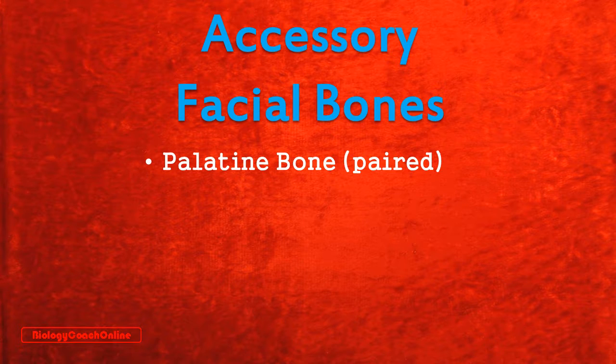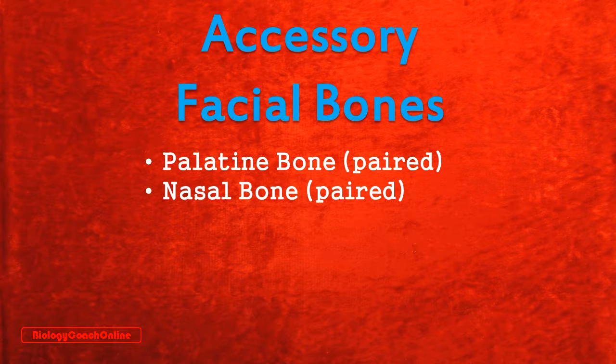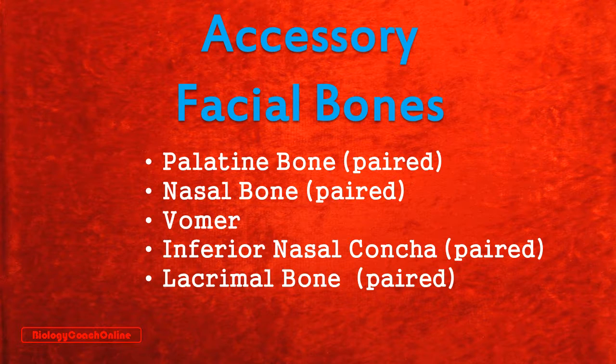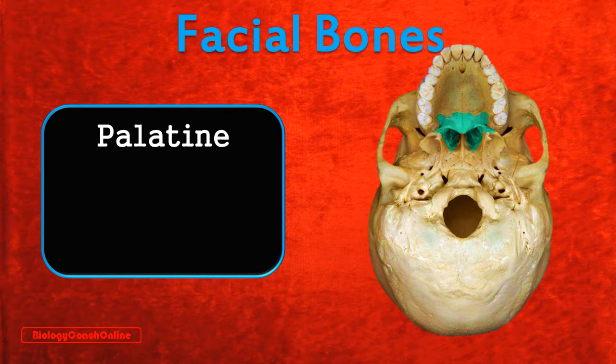Now, the accessory facial bones, that's my own designation, and my term accessory here does not imply any less importance than the major bones that we are discussing in this lecture, but rather they support the major bones in forming the face. And so the accessory facial bones include the following: the palatine bone, that's paired, the nasal bone, that's also paired, the vomer, the inferior nasal concha, again paired, and the lacrimal or lacrimal bone, also paired.